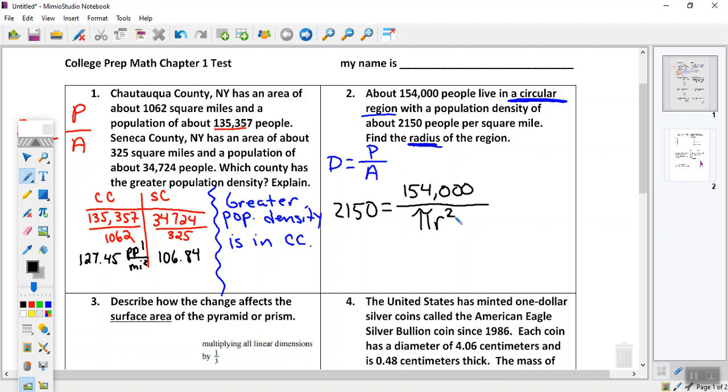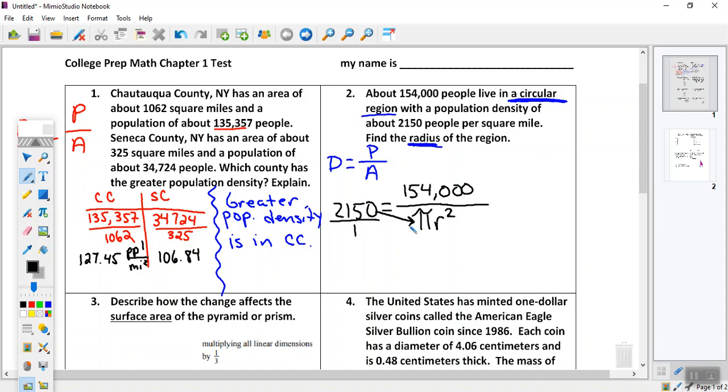Now, I don't like the way that this is set up. I might put this 2,150 over 1 and say, ooh, that's like a proportion. So let's cross multiply and divide. So help me with the math on this, kids. One cross product is going to be 2,150 times pi times r squared. So I need someone to punch 2,150 times pi up for me. Somebody do that for me.